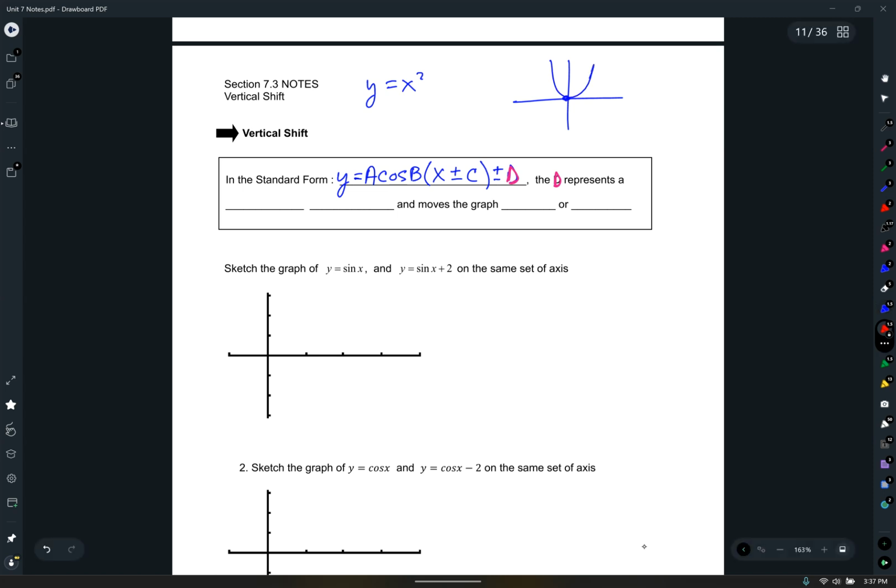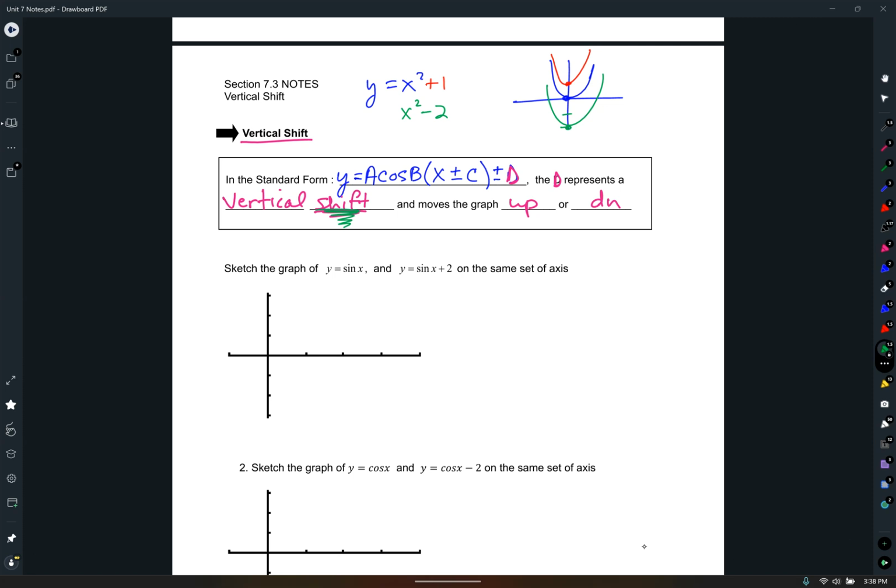Well, what would happen to the graph if we put like a +1 at the end? Wouldn't the entire parabola just be moved up 1 unit? So the same basic shape just moved up 1 unit. Or maybe if you put a -2 out at the end, wouldn't it be the same basic parabola just shifted down 2 units? So that number at the end shifts the graph either up or down, and so that's why we call it a vertical shift. So the D represents a vertical shift. A vertical shift, and it moves the graph up or down. It doesn't stretch it, but it will shift. There's a difference between a stretch and a shift, okay?